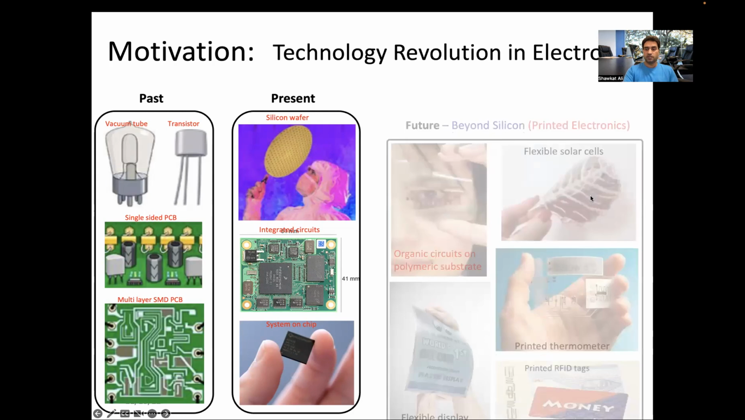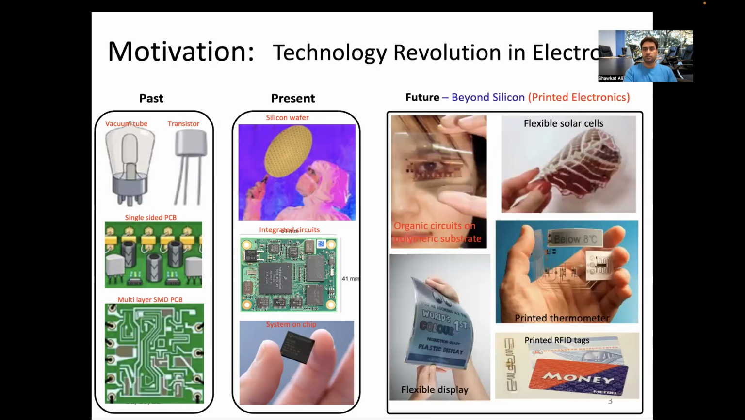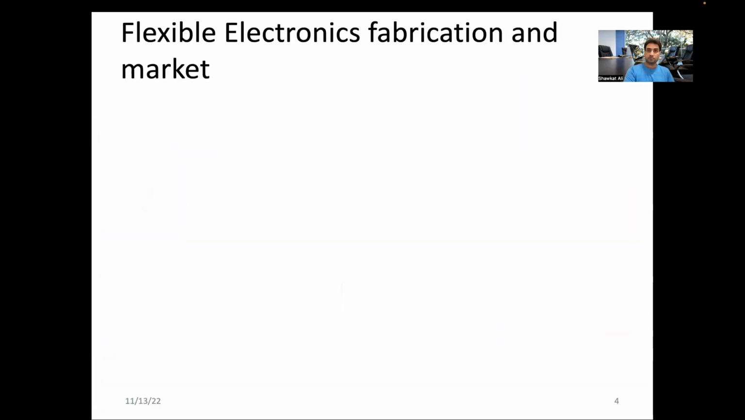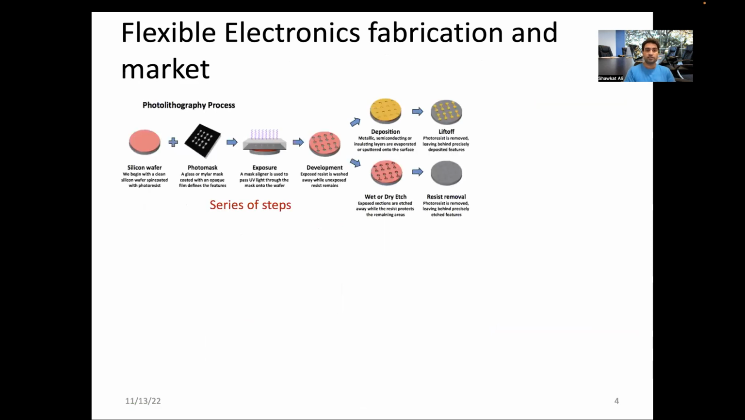So the future is about printed electronics, where we can print the circuits and systems on unconventional substrates such as plastic, glass, or fabric. Here you see a few examples like flexible solar cells, a flexible circuit, that is a thermometer, a flexible display, or cards that we are using nowadays, such as credit cards, ATM cards, or some other RF cards that we use in our daily life.